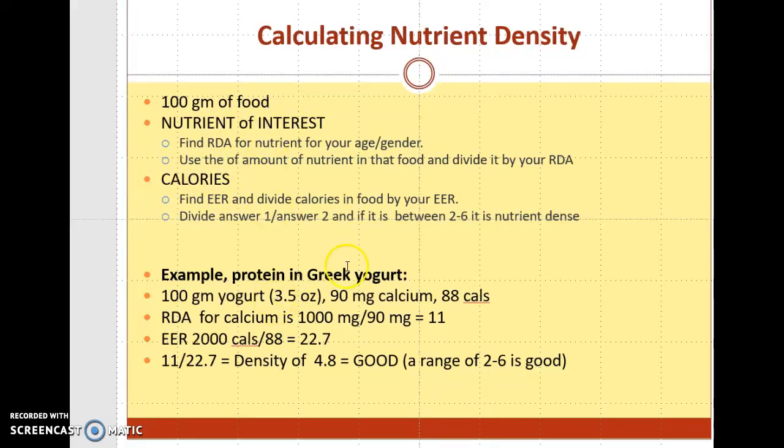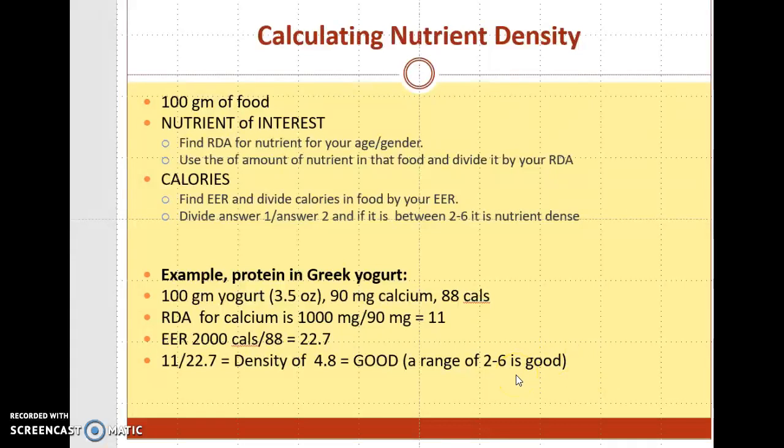If you would talk about Greek yogurt and you're looking at the calcium, you start with 100 grams of yogurt, which is not a lot, it's just 3.5 ounces. The calories in 100 grams and the calcium in 100 grams. You would divide the calories by your recommended, so this person needs 2,000 calories. When they do that ratio, you get 22.7, and then the top part of that ratio would be the amount of calcium you're getting for that amount of yogurt. And that gives you a ratio. So we find out the density is 4.8, which is a good density between a range which is recommended.